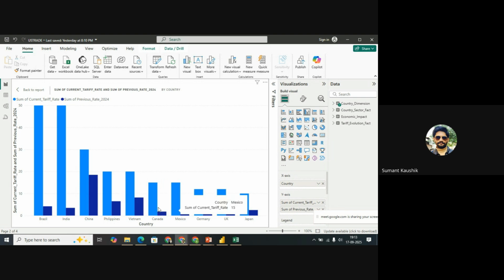So this is an interesting fact. Though Mexico and Canada are part of the USMCA trade association with the US, they are having a higher tariff as compared to Germany, UK, and Japan. So if we go by all this data, the lowest tariff is on Japan. Though Japan does not have very high trade, at least Japan is having the lowest tariff rate, and that is 10%. It is the minimum tariff which the US has imposed in this particular year, 2025.